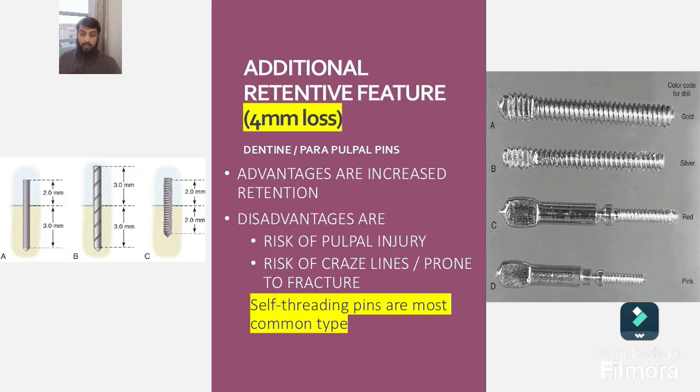Then you have serrated pins, which are also a type of cemented pins. Then we have the self-threading pins. For the self-threading pins, the channel you are going to prepare should be slightly smaller so that the dentine pin can thread into the dentine. The most common type of dentine pins for amalgam restorations is the threaded type.